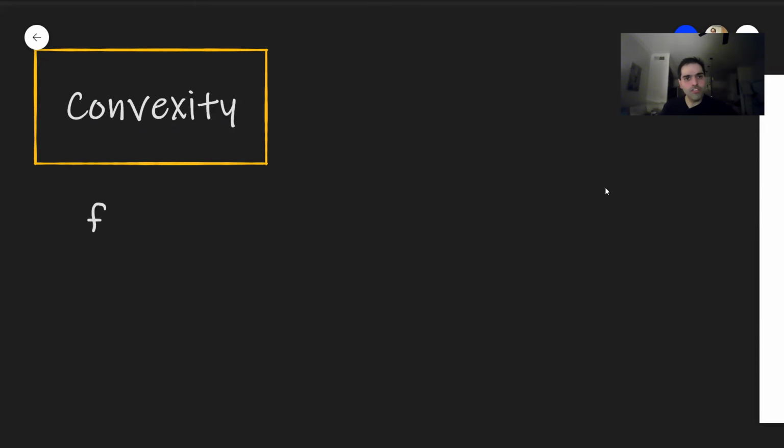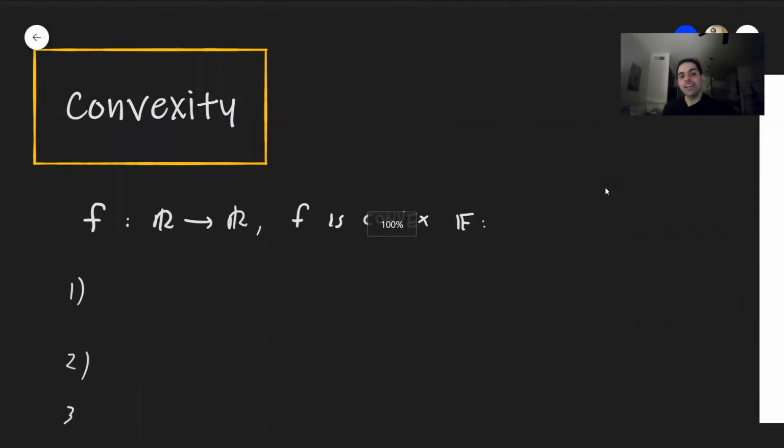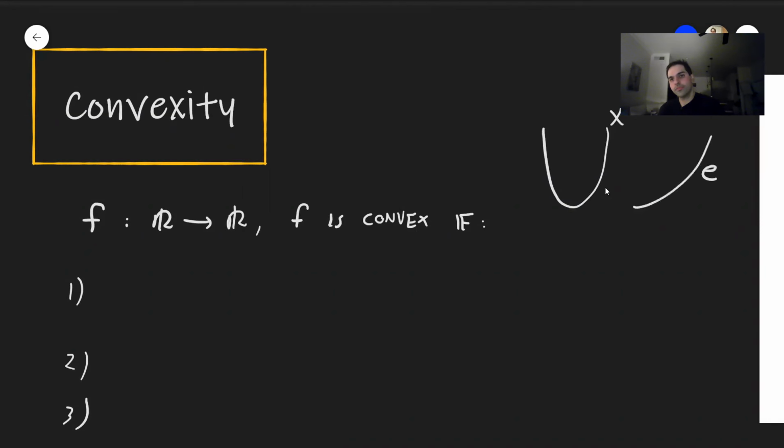So suppose you have a function f, let's say from R to R. Then what does it mean for f to be convex? It turns out there are three different definitions of convexity, depending on how many derivatives you have. But first of all, some typical examples are x squared or e to the x.